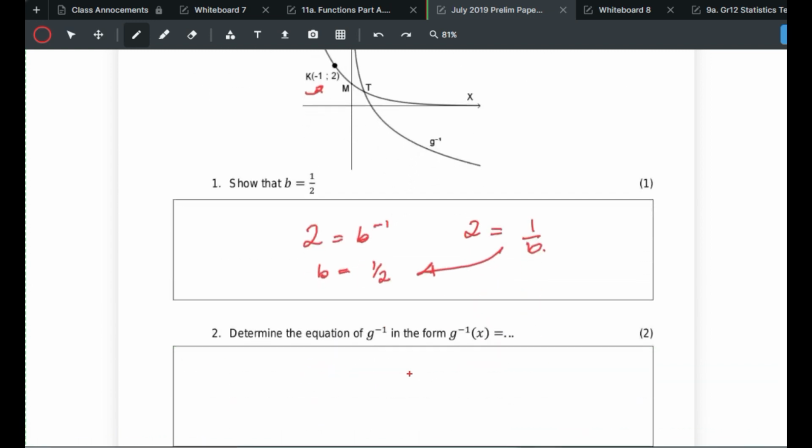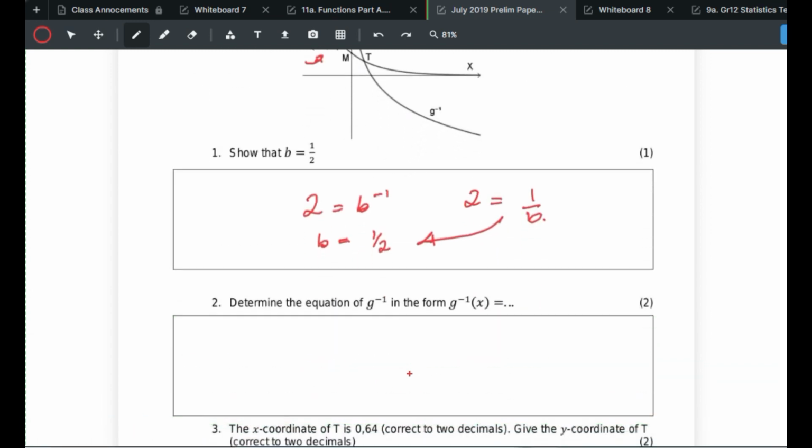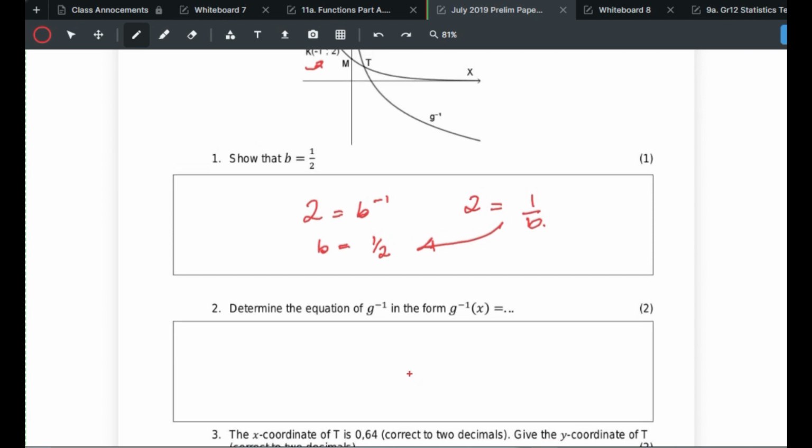Yes, sir. Okay. Now they said determine the equation of the inverse in the form of the inverse is equal to, right? Obviously with inverse, we normally do what? Swap the x and the y. We swap the x and the y, right? So the original equation is y is equal to half to the x, then it becomes x is equal to half to the y, right?